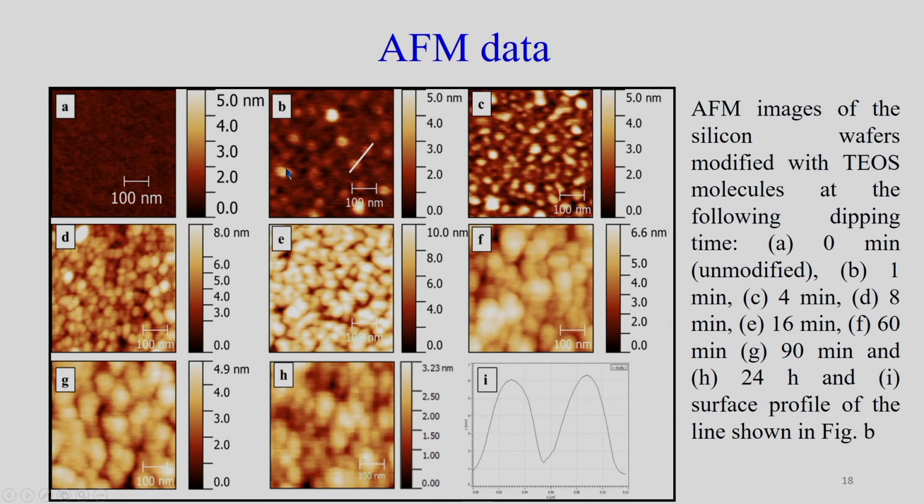Now, next we can also analyze using atomic force microscopy, which gives information about the surface coverage. So, here you can just see that with increase in time there is an increase in the surface coverage, and this is 0 minute, 1 minute, then 4 minute, 8 minute, 16 minute, then 60 minute, G is 90 minute, and H is 24 hours.